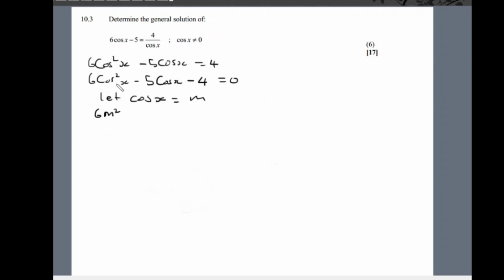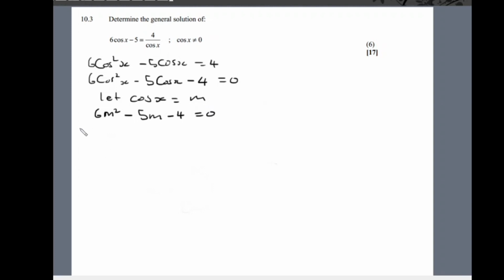Where I see cos x, I will put m. So lapho ngizoba no 6m squared minus 5m minus 4 is equals to 0, right? And then now you can solve for this equation by either using the quadratic formula or by factorizing.